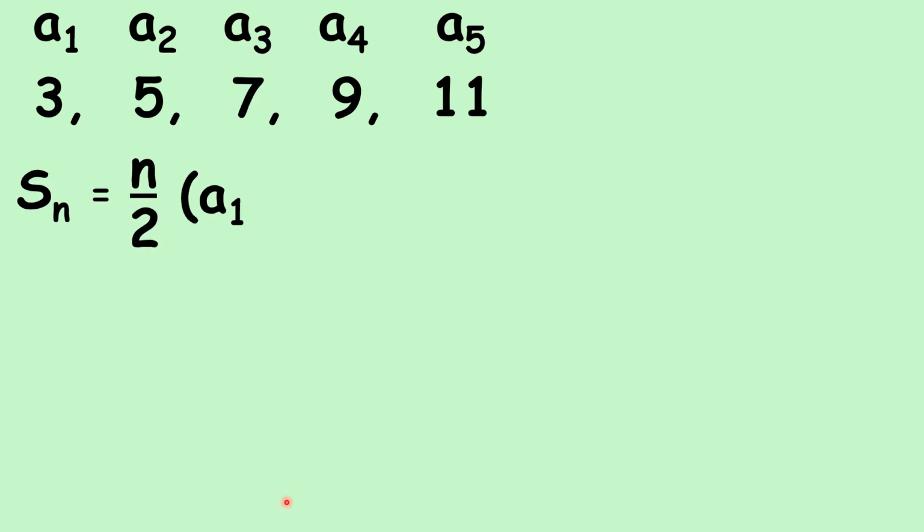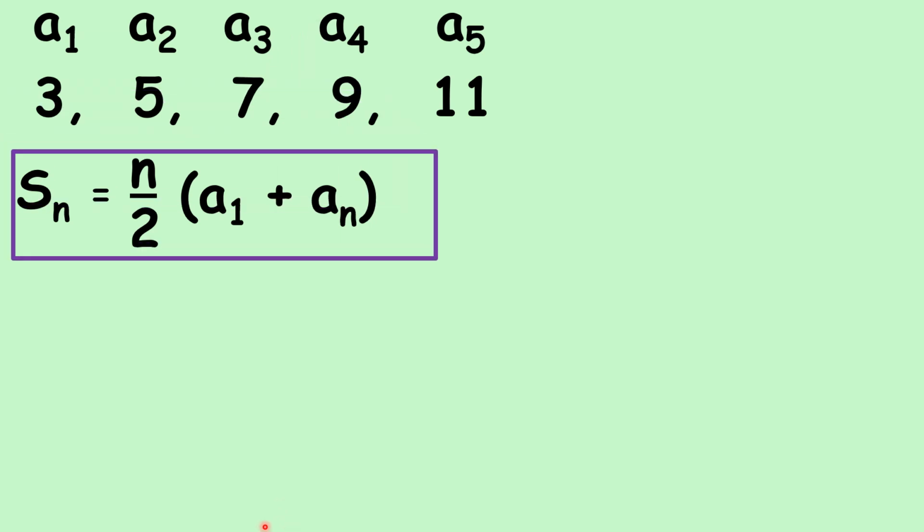So we're looking at the arithmetic progression 3, 5, 7, 9, and 11. And this formula, the sum of n terms, is simply n divided by 2 into the bracket of the first term plus the last term. The first term plus the last term is what multiplies n over 2. So this A1 is the first term, which is 3, and then AN is the last term that you want to find the total sum of.